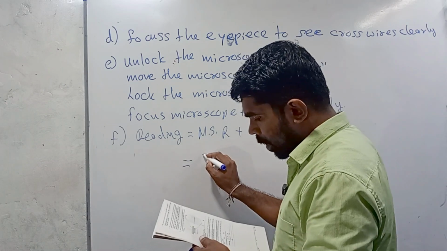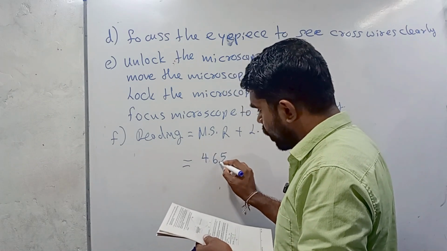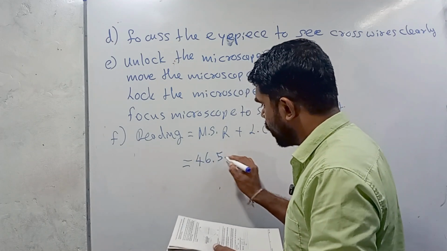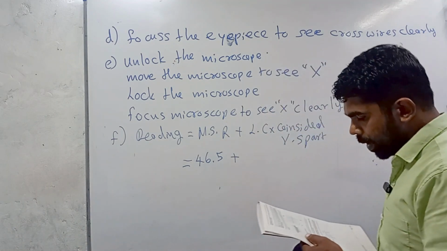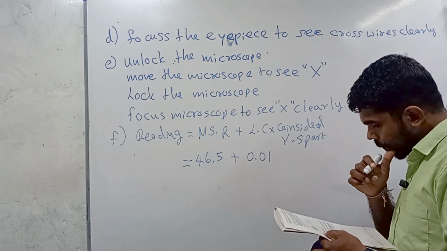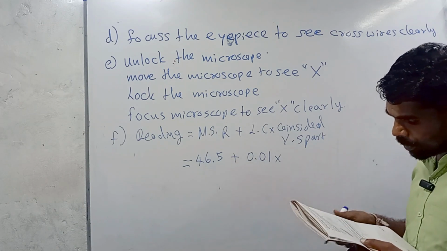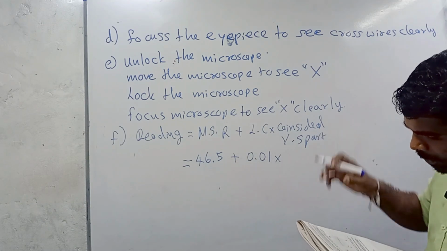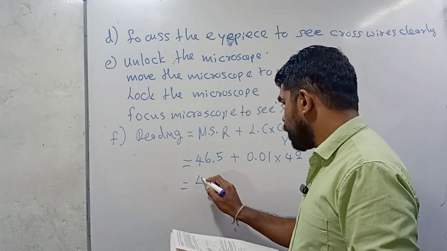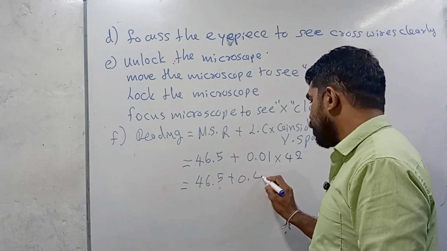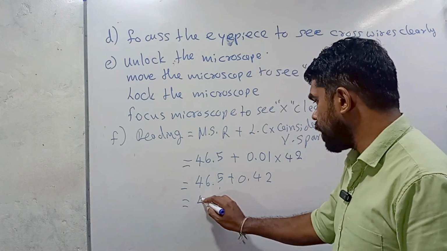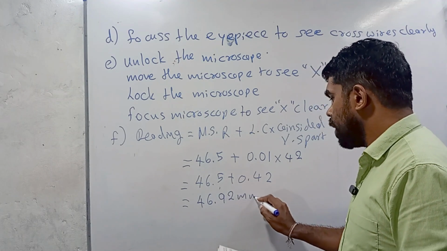Main scale reading is 4.65 centimeters. Then you can get millimeters, 46.5. Plus least count 0.01, and you can identify the coincided part using the magnified diagram. It is 42. Then you have to simplify 46.5 plus 0.42. It is 46.92 millimeters.